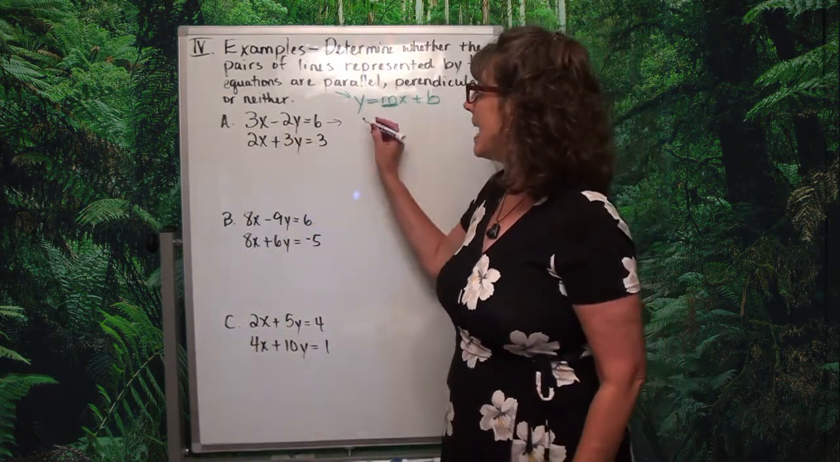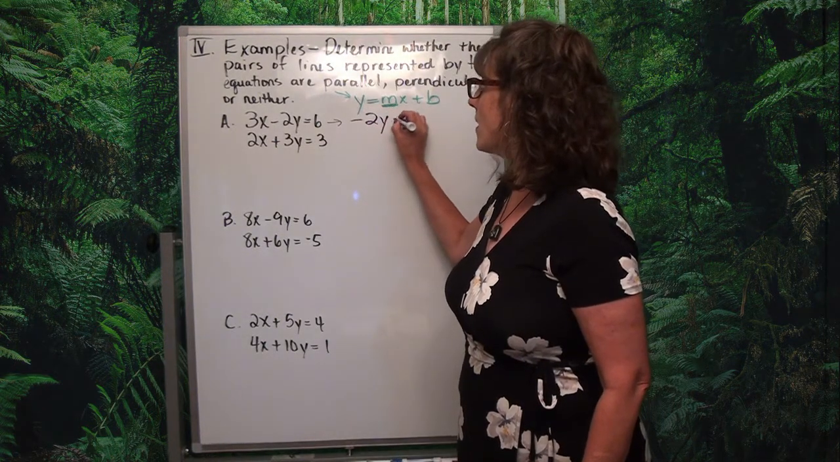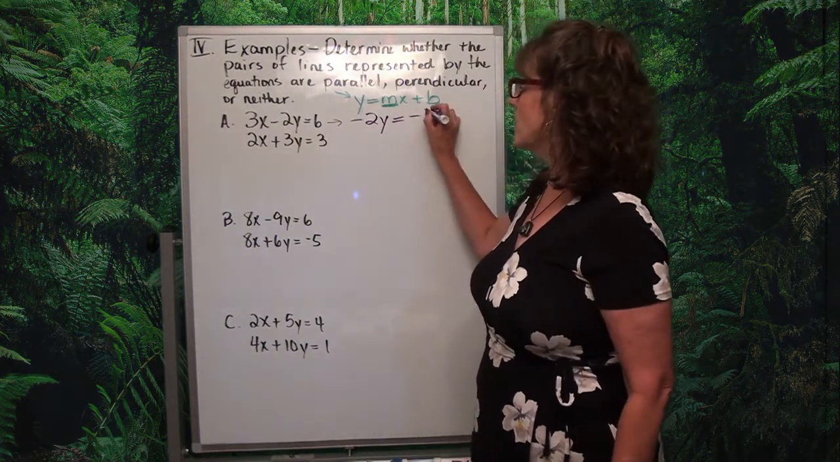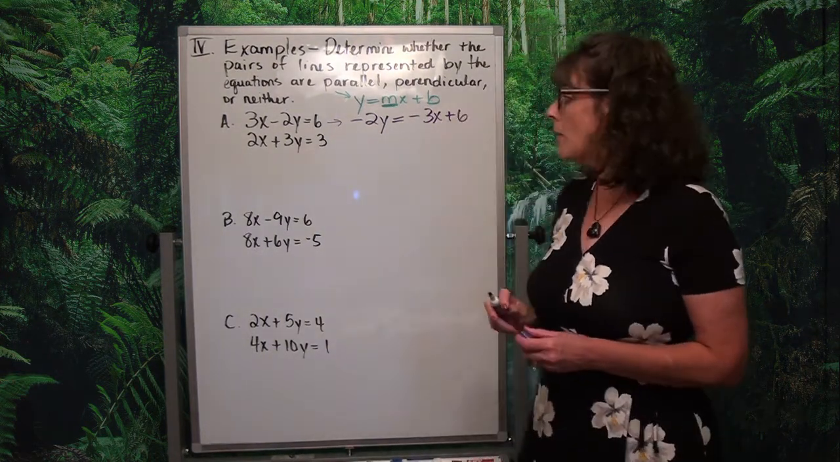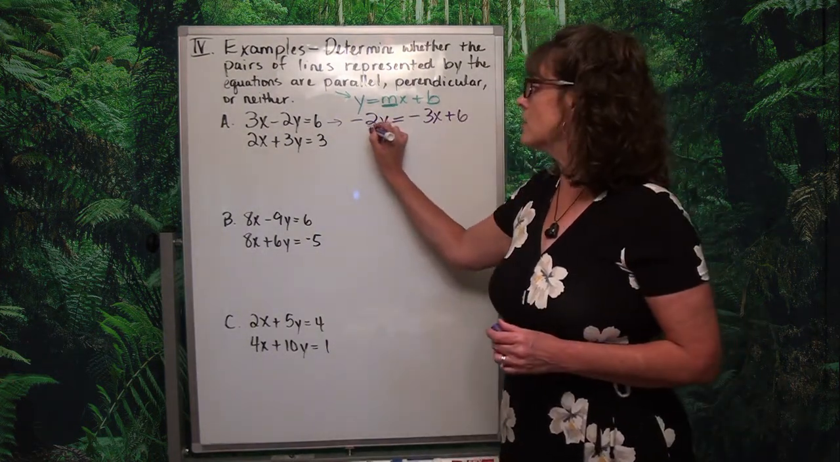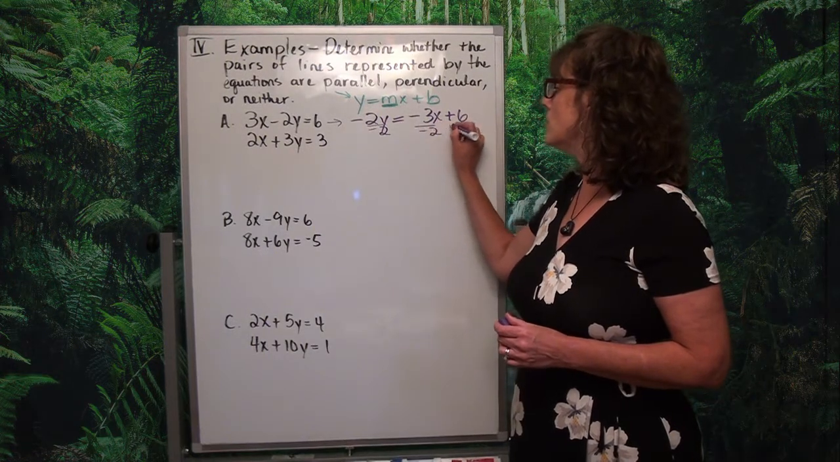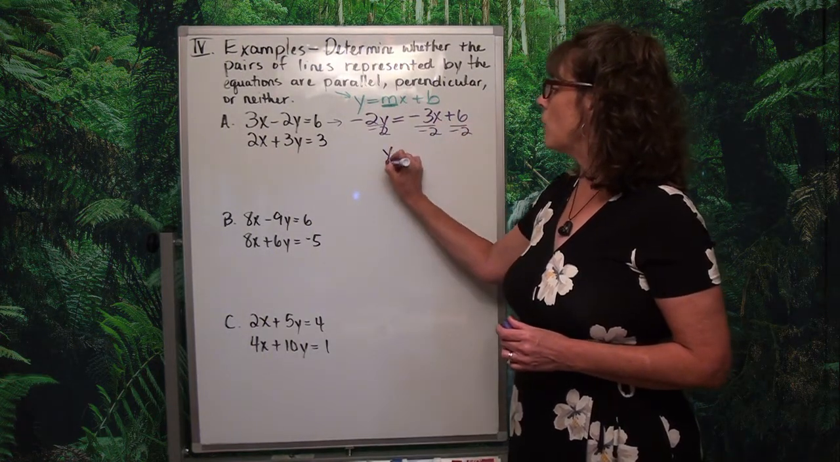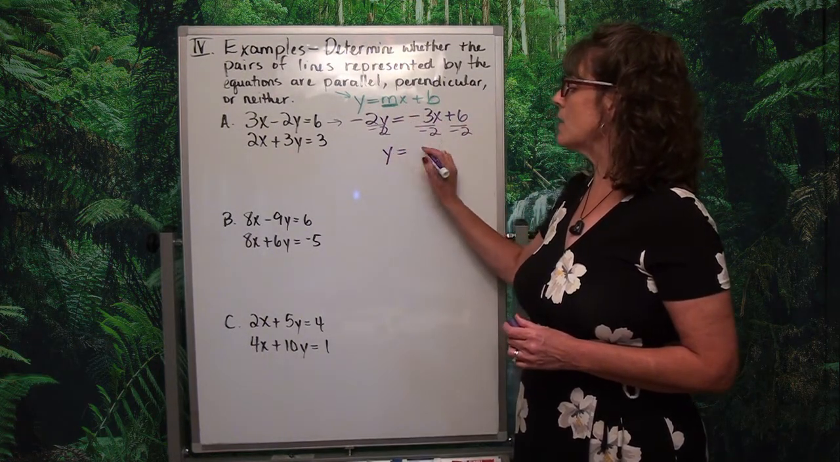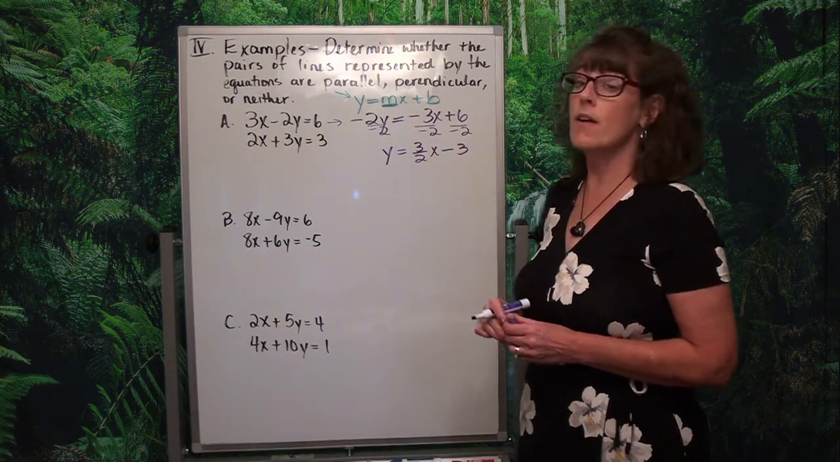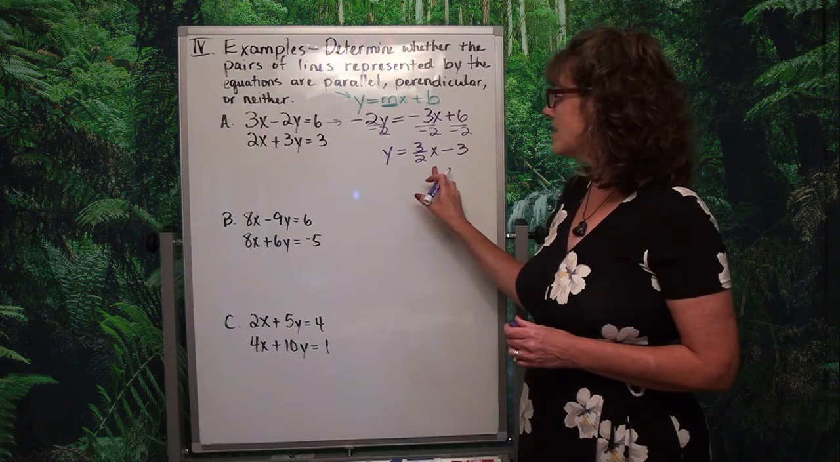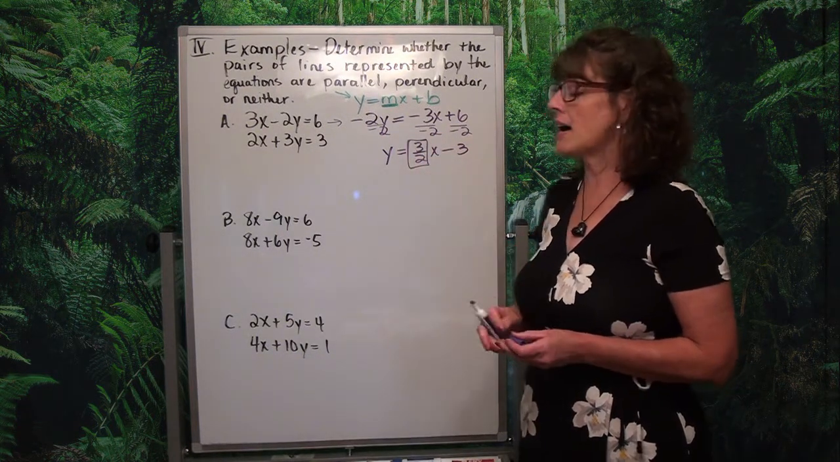So this is a negative 2y that's sitting there, and when I subtract that 3x, I'll get a negative 3x and a positive 6 plus 6. Now I'm going to divide every single term by that negative 2, and that will give me y = negative divided by negative is positive, and I get 3/2 x − 3. So the slope for this line is going to be that 3/2.